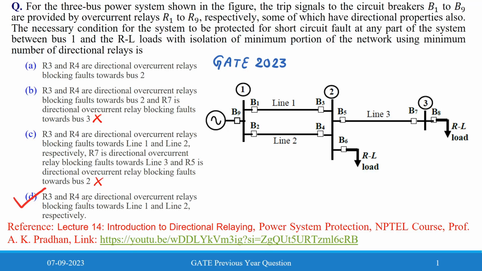The last option is that R3 and R4 are directional overcurrent relays blocking faults towards line 1 and line 2 respectively. So this is more specific and clear. So D option will be correct for this problem.